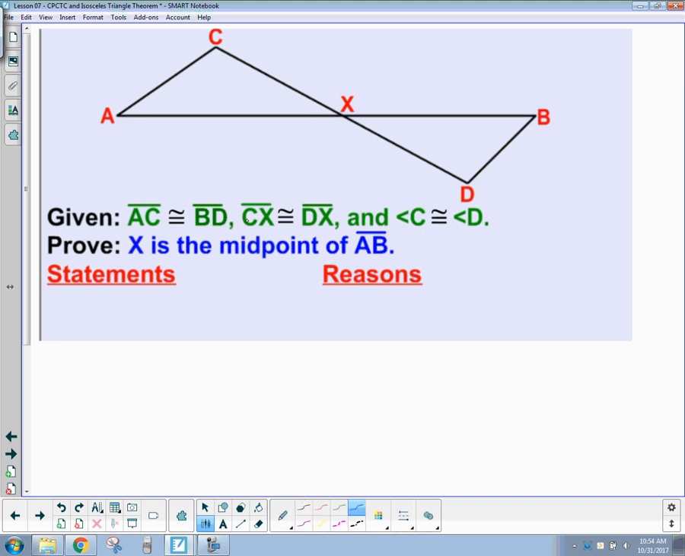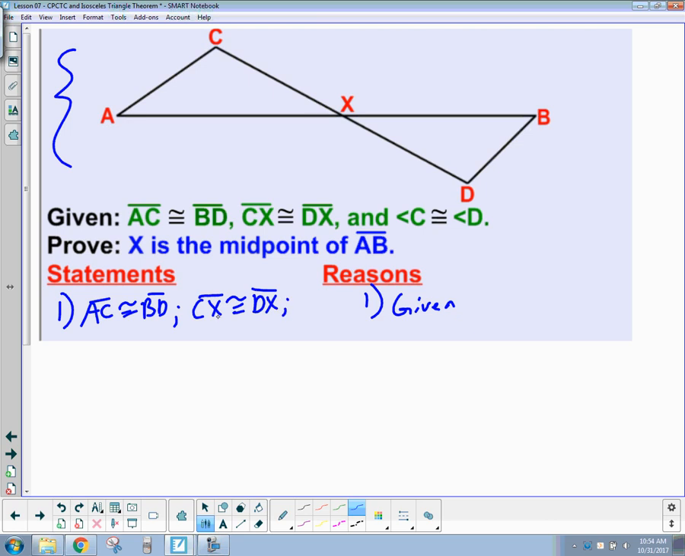So again, copy the diagram in your notes. Again, it's always given. And I'm just going to start copying. And angle C is congruent to angle D.